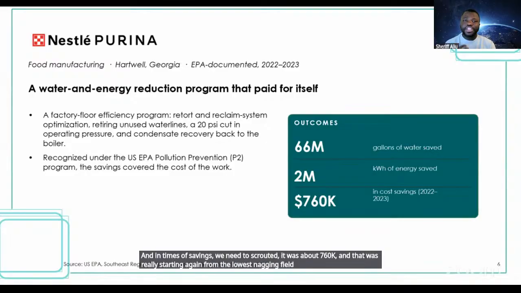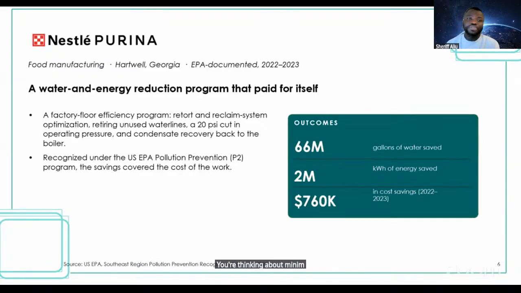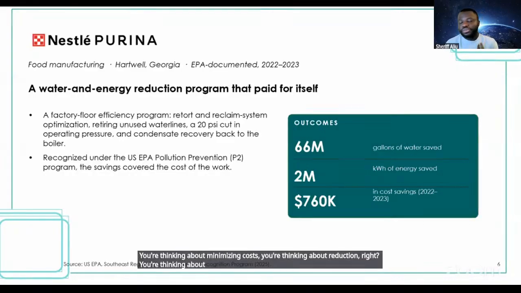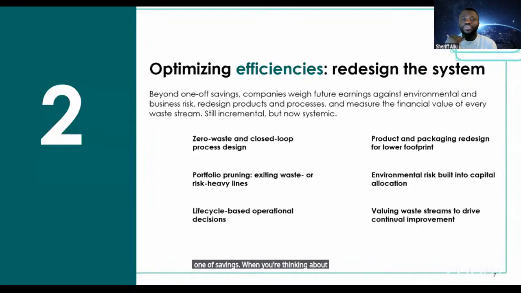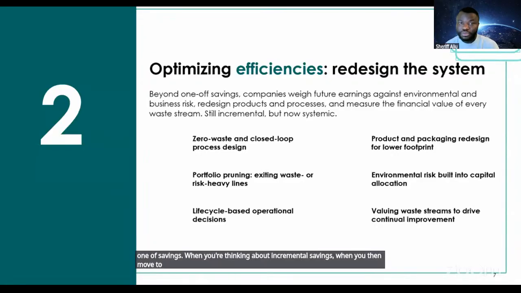And then when you start thinking about optimizing efficiency, this is a little bit confusing, right? Because they kind of overlap in some ways. But the fundamental difference is that you're thinking about minimizing costs, you're thinking about reduction, one-off savings, incremental savings. When you then move to efficiency, a very good example to understand that is: when you're thinking about saving costs, you're thinking about reducing your waste. But with optimizing efficiency, you're actually thinking about eliminating waste. Redesigning your process to move toward something like zero waste and closed loop process design.